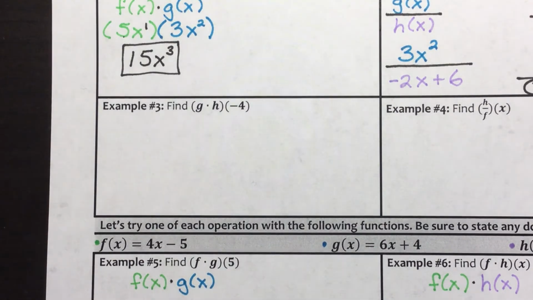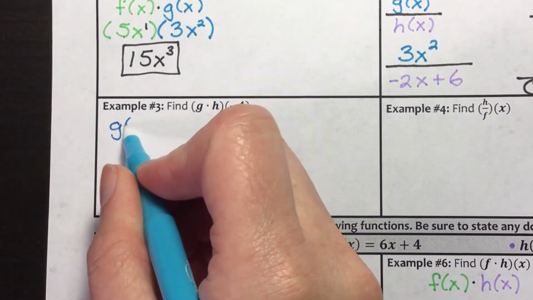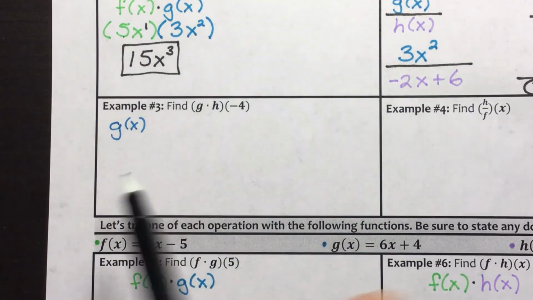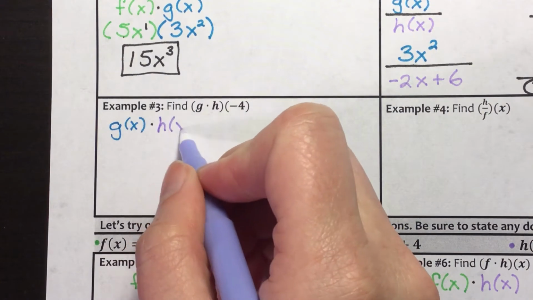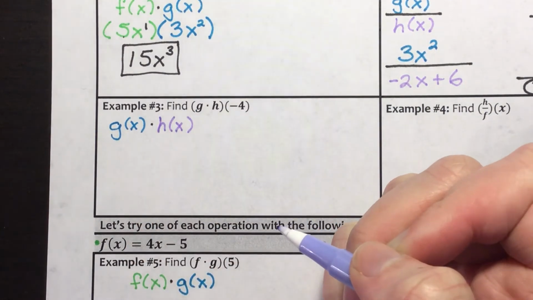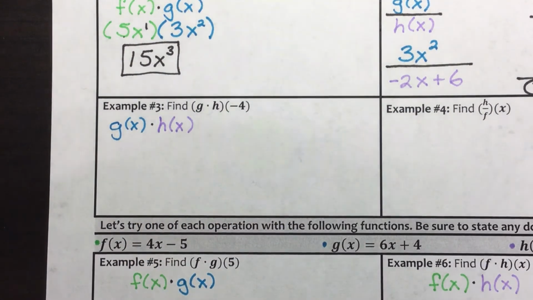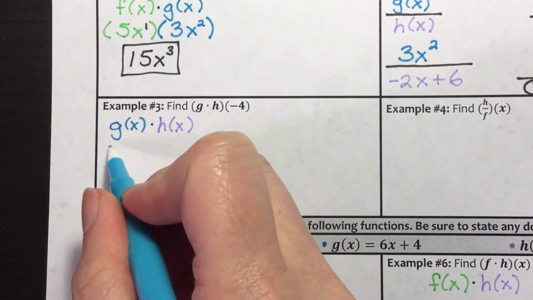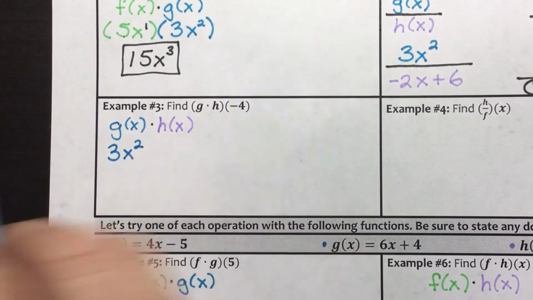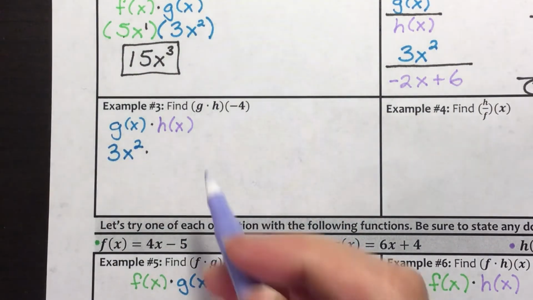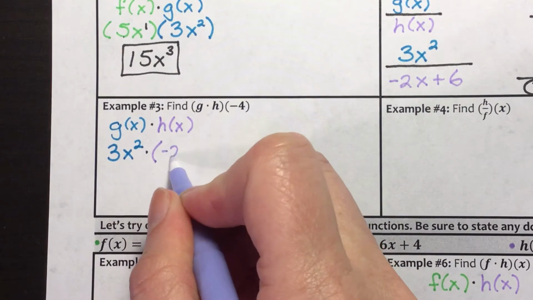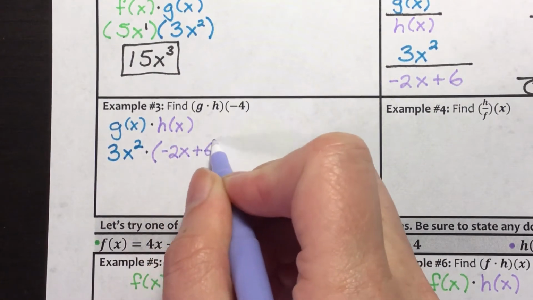All right, over here, example 3, it says g times h of negative 4. So let's find what is g times h of x first off. So this is going to be g of x times h of x. Okay. G of x is 3x squared times h of x has two terms, negative 2x plus 6.